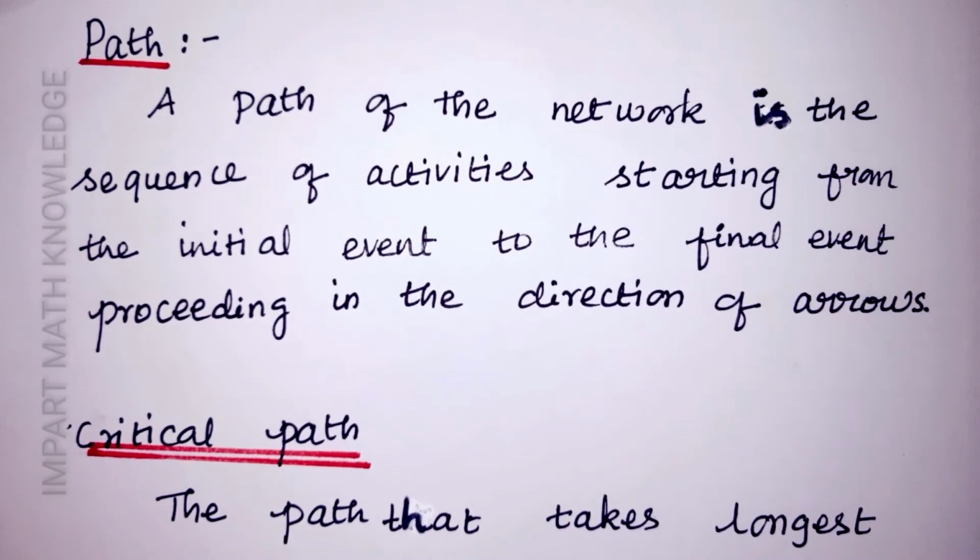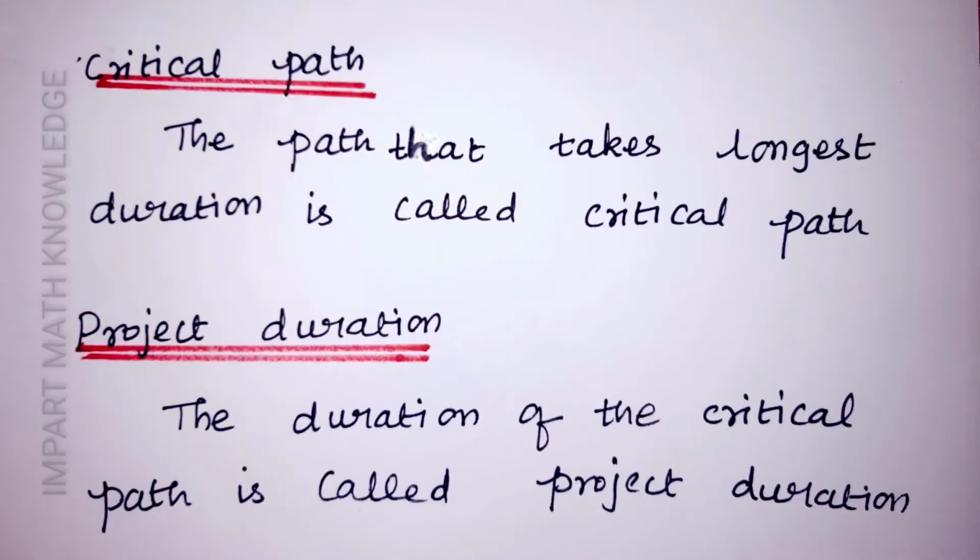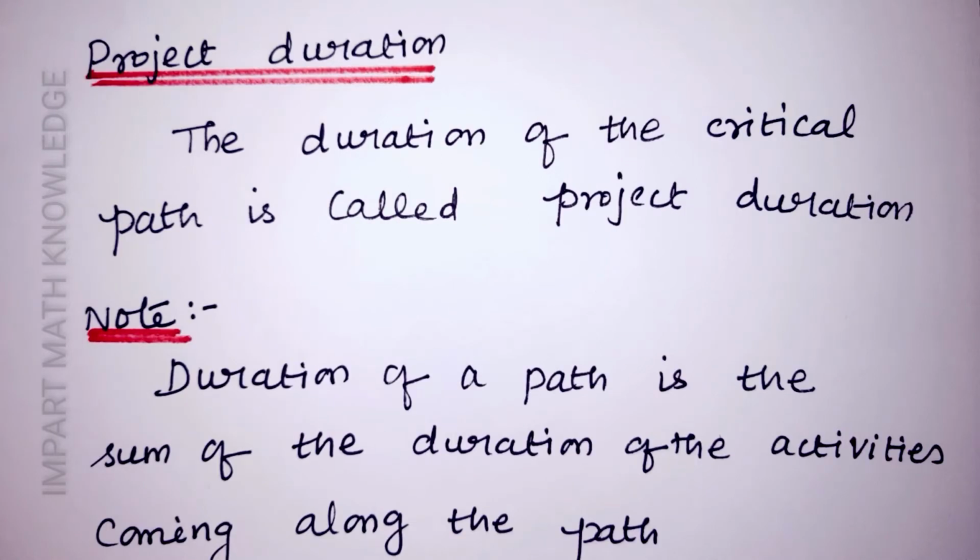A path of the network is the sequence of activities starting from the initial node to the terminal node. Critical path: the path that takes the longest duration is called the critical path. Project duration: the duration of the critical path we call project duration. That is the sum of the durations of the activities along the critical path.